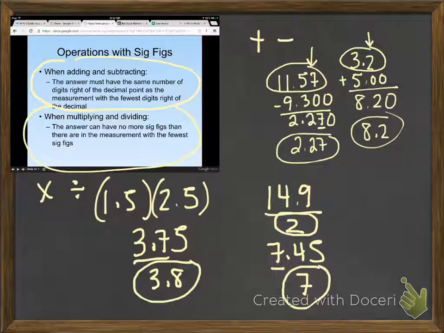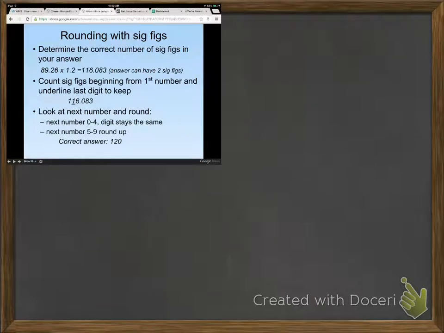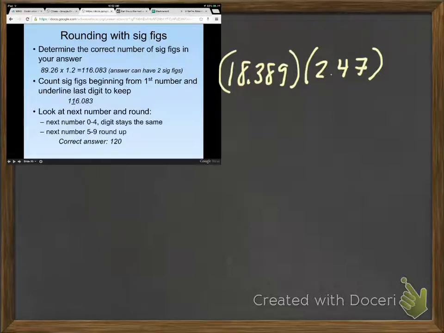Okay, this brings us to our next topic, rounding and sig figs. Once you've gotten a number and you need to round it, the first step is to determine how many sig figs you can have. Okay, we've got an example here. 18.389 times 2.47. Our raw answer is 45.42083. But we need to look at how many sig figs we can have.